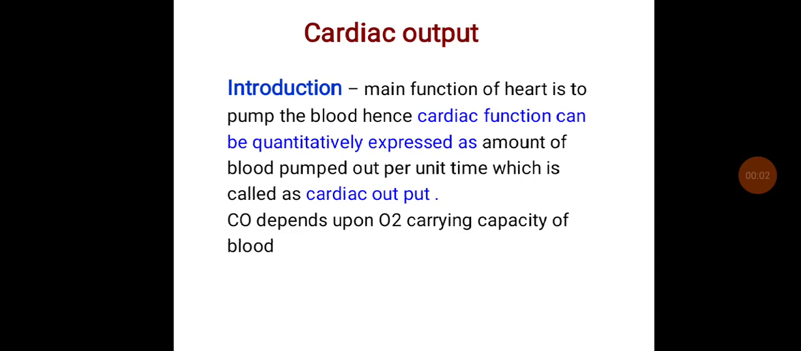Students, in this class we're going to learn about what cardiac output is. The main function of the heart is to pump blood, and hence cardiac function can be quantitatively expressed as the amount of blood pumped out per unit time, which is called cardiac output. Cardiac output depends on the oxygen carrying capacity of the blood.